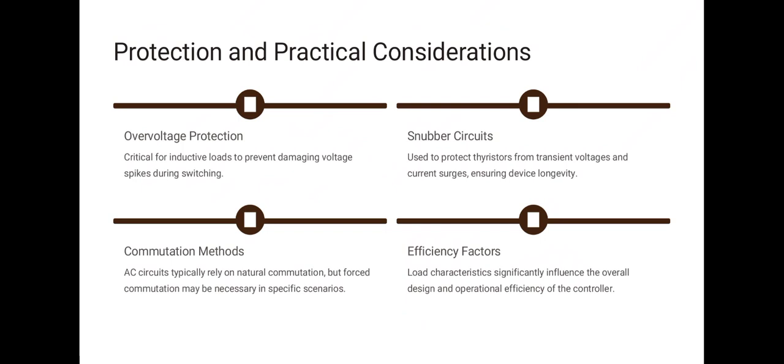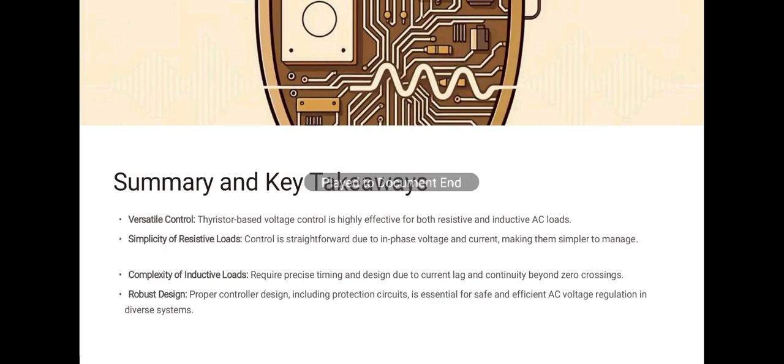Protection and practical considerations. Overvoltage protection: critical for inductive loads to prevent damaging voltage spikes during switching. Commutation methods: AC circuits typically rely on natural commutation, but forced commutation may be necessary in specific scenarios. Snubber circuits are used to protect thyristors from transient voltages and current surges, ensuring device longevity. Efficiency factor: load characteristics significantly influence the overall design and operational efficiency of the controller.